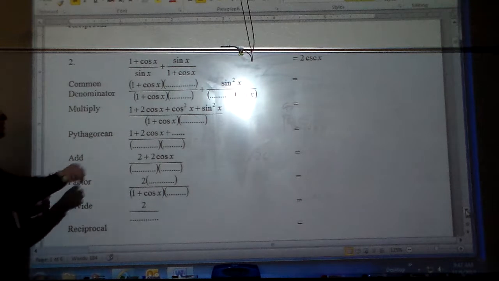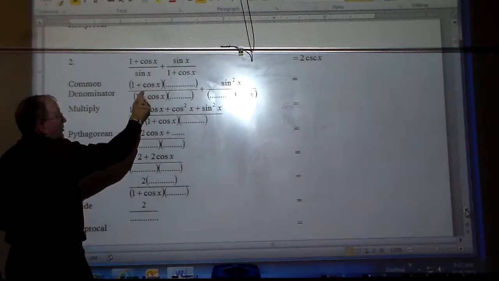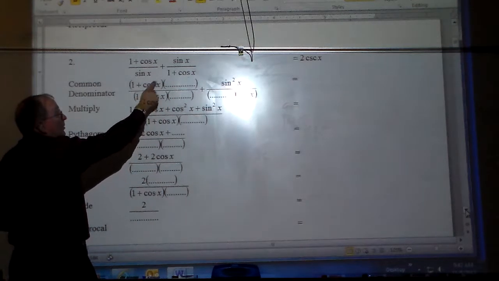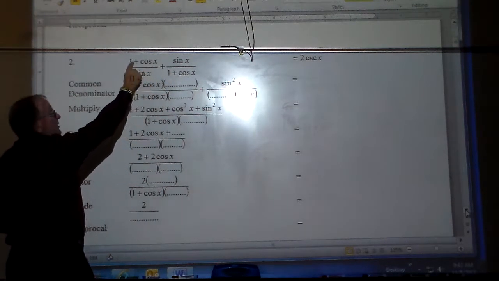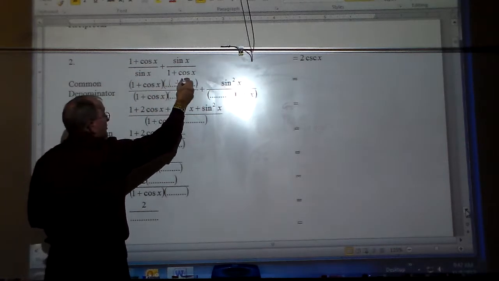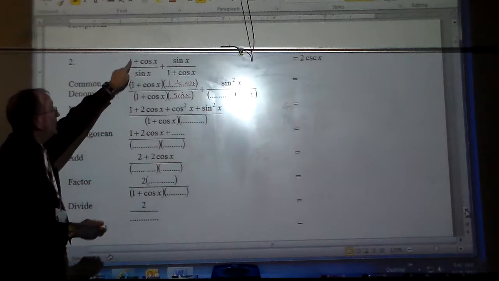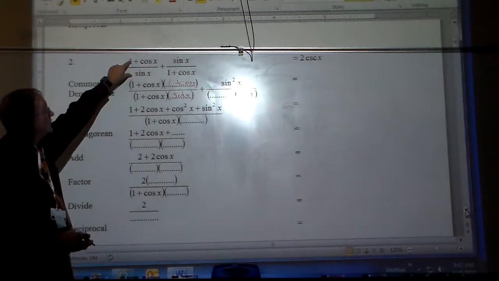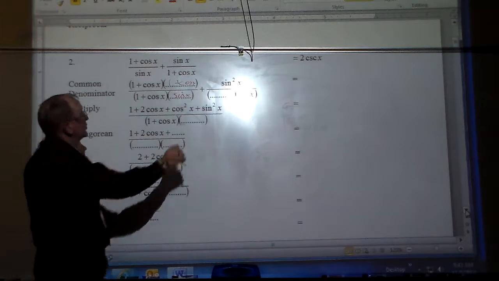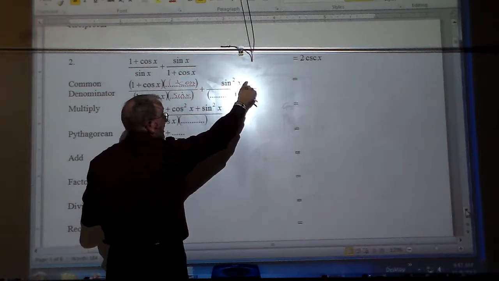In order to get a common denominator, I have to multiply this side by 1 plus cosine. Notice I have 1 plus cosine, 1 plus cosine. Well, what am I multiplying this 1 plus cosine by? 1 plus cosine x over sine x. I'm just taking this times both of those. And right here I have to multiply this side by sine x, sine x.